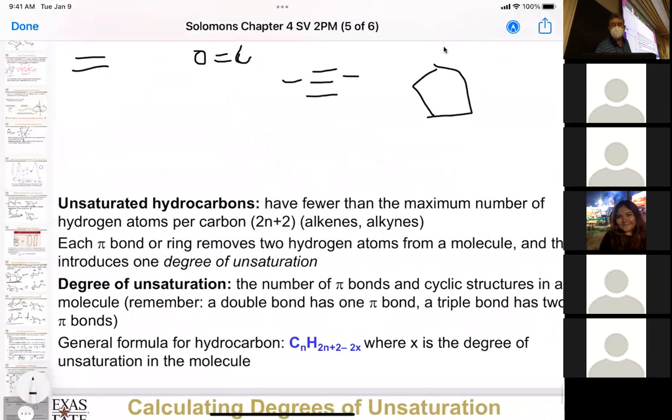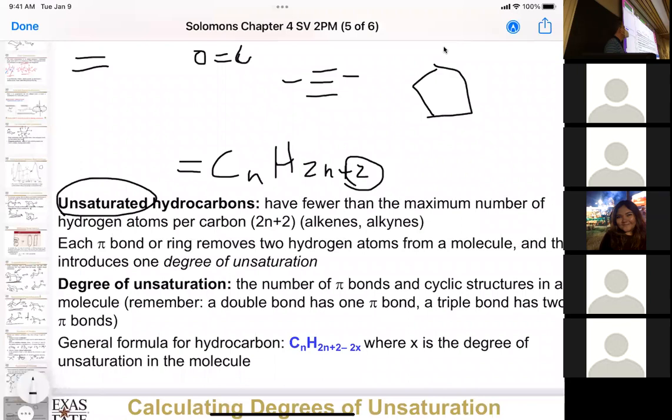But a saturated alkane, by the way, here's an equation for you. A saturated alkane is equal to CnH2n+2. Which means for however many carbons you have, you should have twice the number of hydrogens plus 2. So that's a saturated hydrocarbon. Unsaturated hydrocarbons have at least 2 of these hydrogens missing. Okay, and so we have a way to figure out how many degrees of unsaturation we have.